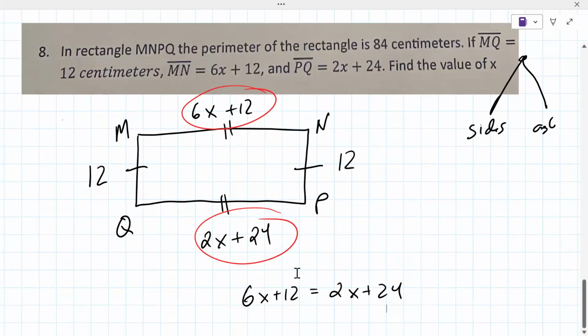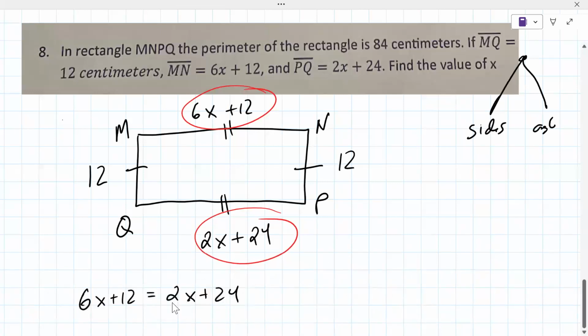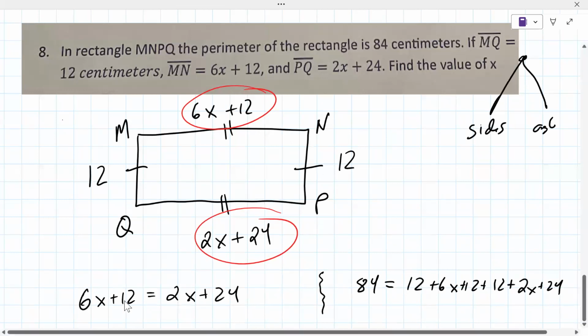I'm hearing something different than setting the equations equal. If you do want to do the perimeter, that's fine too. This is probably a little easier. Well, I was just confused on if I combine like terms when I'm solving for x. Not here. Here you're going to move the x to one side. If you did use the fact that the perimeter, which is 84, is 12 plus 6x plus 12 plus 12 plus 2x plus 24, then you would combine like terms on the right. You should get the same answer no matter how you do it. Yeah.